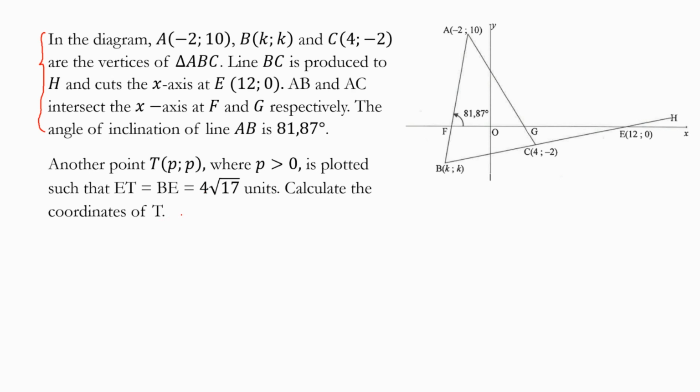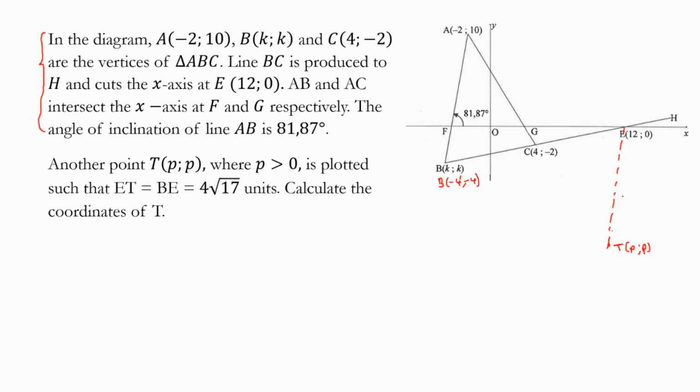So it means the x coordinate of T is positive, so let's say T is here, and this is the point T with the coordinates (p, p). And then we're told that ET is equal to BE, and they are both equal to 4 root 17. This one is B at (-4, -4). So these two line segments are equal.